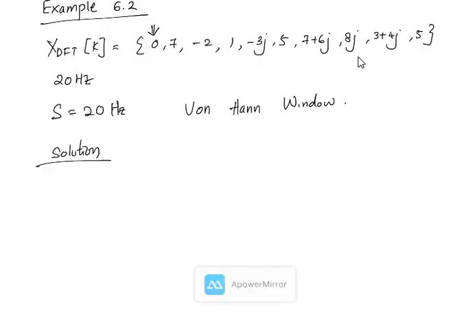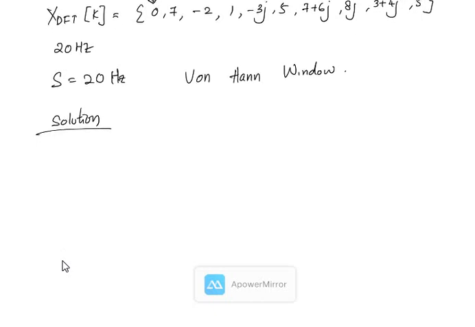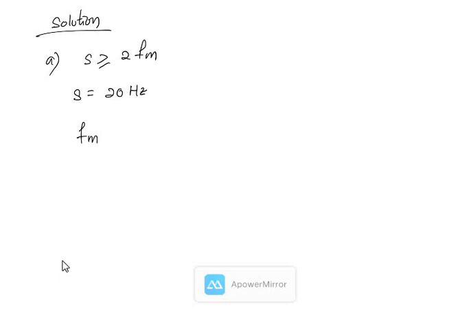Now, this is the given information. And first of all, we need to find the modulation frequency Fm. So based on the sampling theorem, S is more than or equal to 2 Fm. So we need to find this Fm, and S is equal to 20 Hz. So Fm is equal to S over 2, which is equal to 20 over 2, approximately 10 Hz. So this means that the frequency components that should exist are between 0 to 10 Hz.